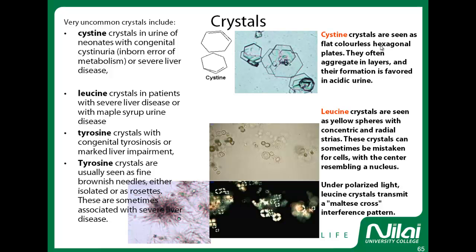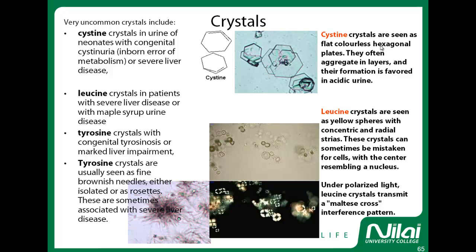Cystine crystals are seen as flat, colorless, hexagonal plates. They often aggregate in layers. Their formation is favored in acidic urine. Leucine crystals are seen as yellow spheres with concentric and radial striations. This crystal can sometimes be mistaken for a cell, with the center resembling a nucleus. In polarized light, leucine crystals transmit a multi-cross interference pattern.